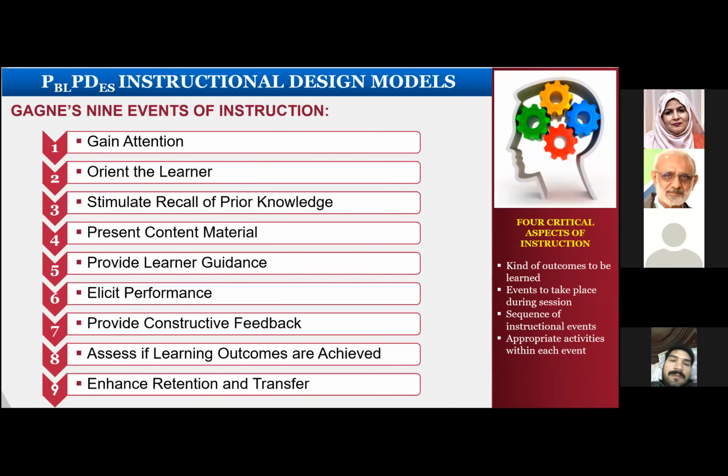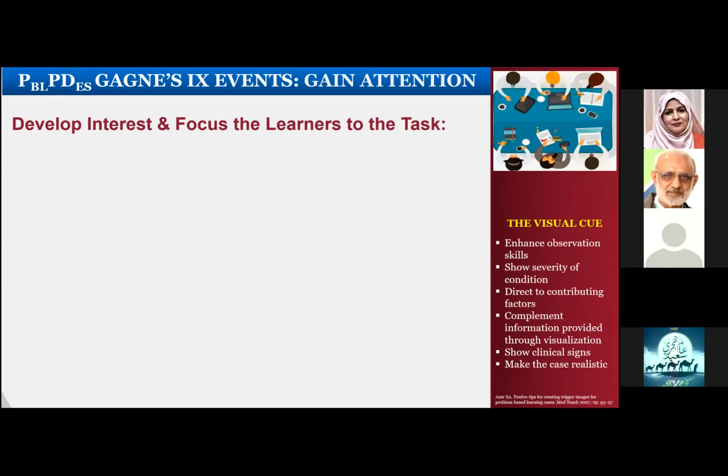The one which I'm going to discuss in further detail is Gagne's nine events of instruction, because this is one model which gives each and every step great depth and great information about how we can design a PBL model. So we are going to go through the nine events of instruction of Gagne, and we will see how we can apply these events in construction of the cases.